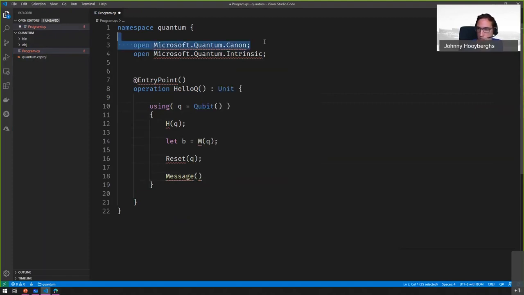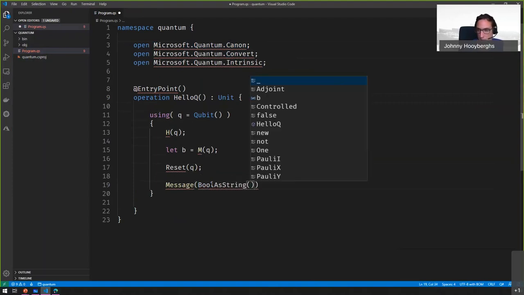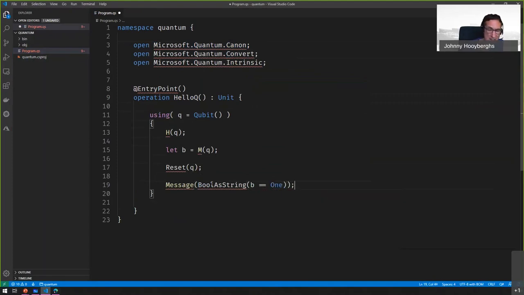So I'm going to very quickly do an open of the Convert namespace. And I'm going to use BoolAsString to convert a boolean to a string. And my boolean value is inside of the b. So actually b is not of type boolean, b is of type Result, and Result can either be 1 or 0. So I'm going to convert that to a boolean by comparing it to 1. So if b equals 1, then the result will be true, which is a boolean.